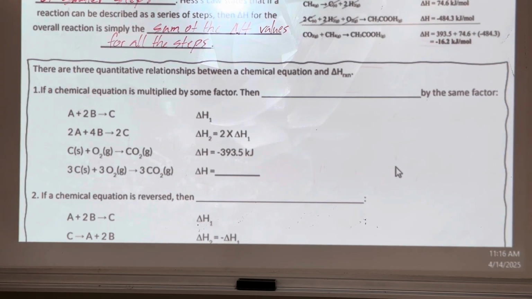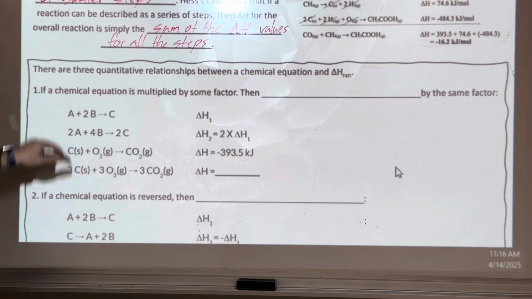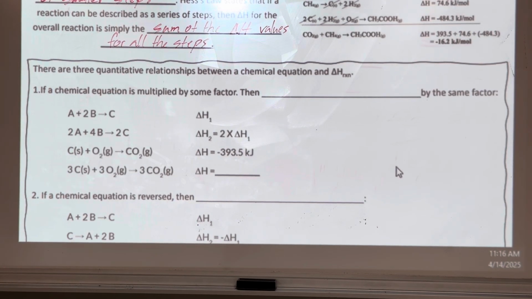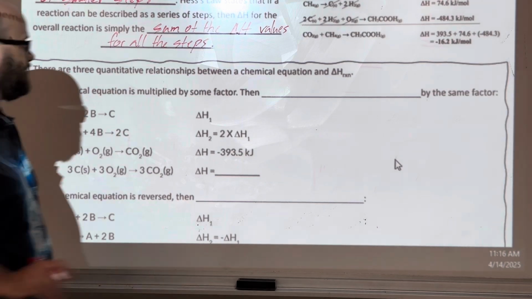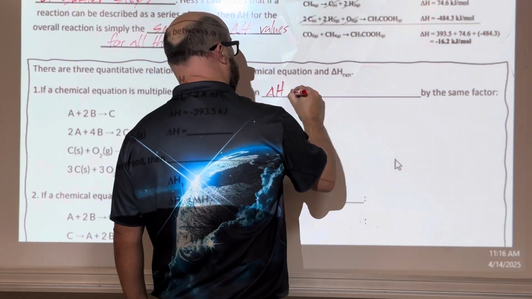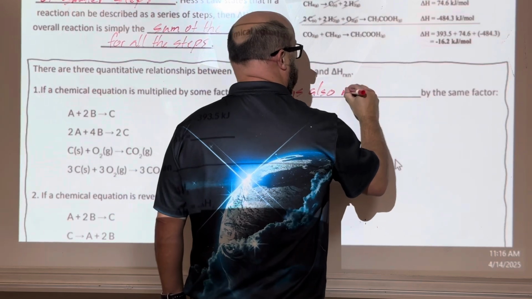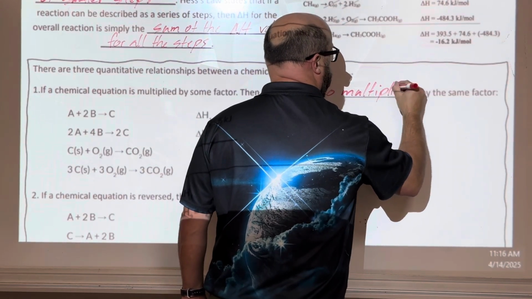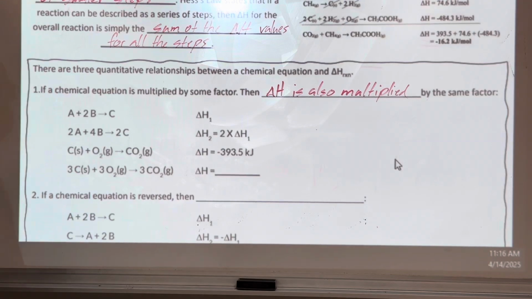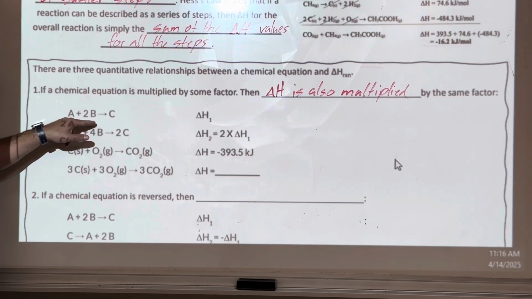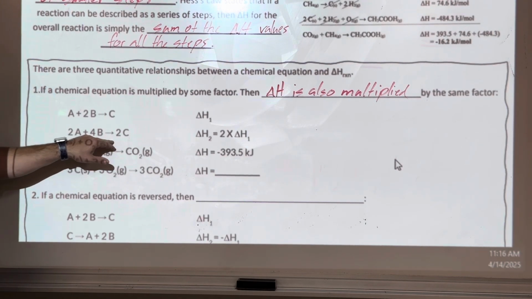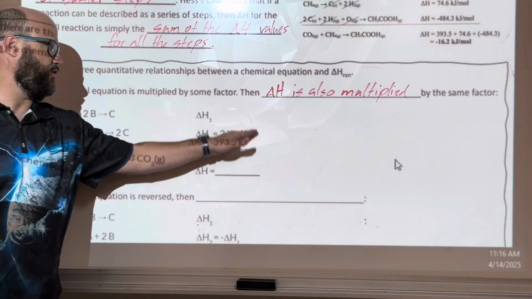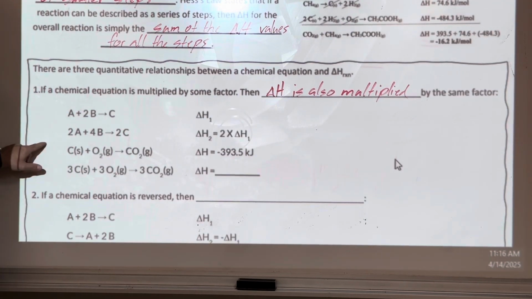But we have to remember to multiply or reverse based upon the equation that they give us. If a chemical equation is multiplied by some factor, then you have to multiply the delta H by that factor as well. So for instance, you've got A plus 2B yields C, that's delta H1. If you put a 2 in front of that, 2A plus 4B yields 2C, delta H is 2 times the original enthalpy. And then so forth.